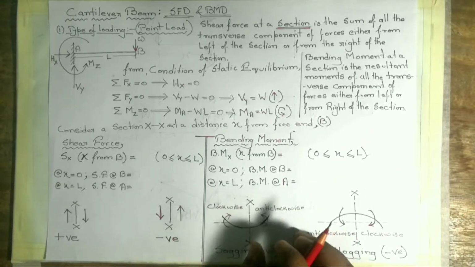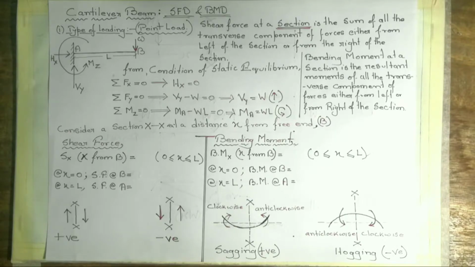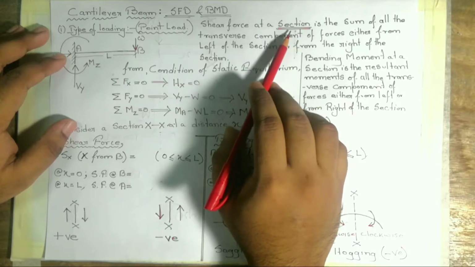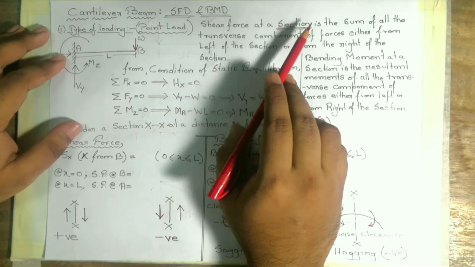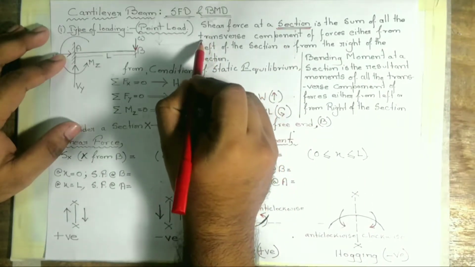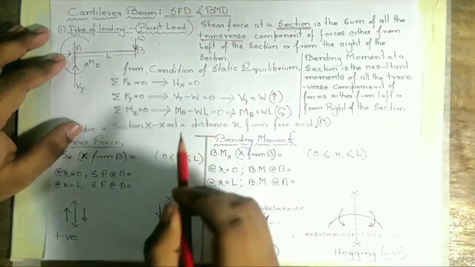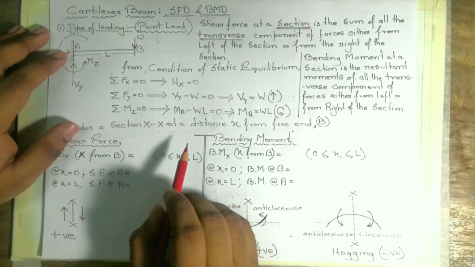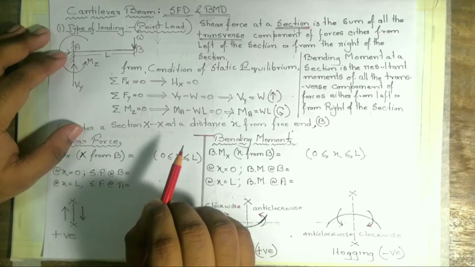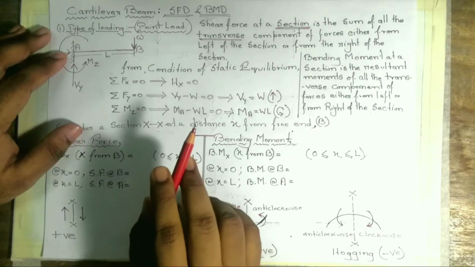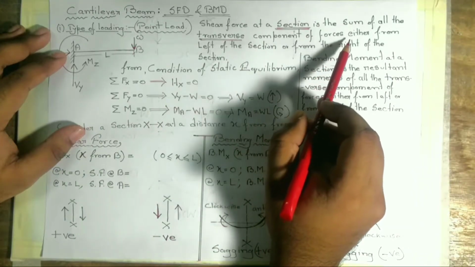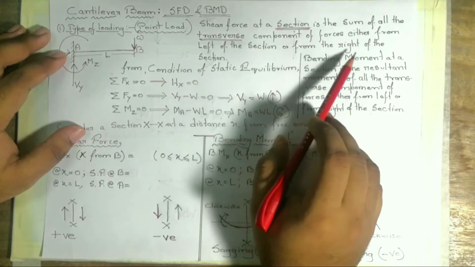Now we are going to calculate the shear force and bending moment. We know that shear force at a section, here section refers to the cross-sectional area, is the sum of all the transverse components of forces. What is the transverse component of force? It means the loading is acting perpendicular to the longitudinal axis of the beam, or should I say parallel to the cross-section. So the transverse components of forces either from the left of the section or from the right of the section.